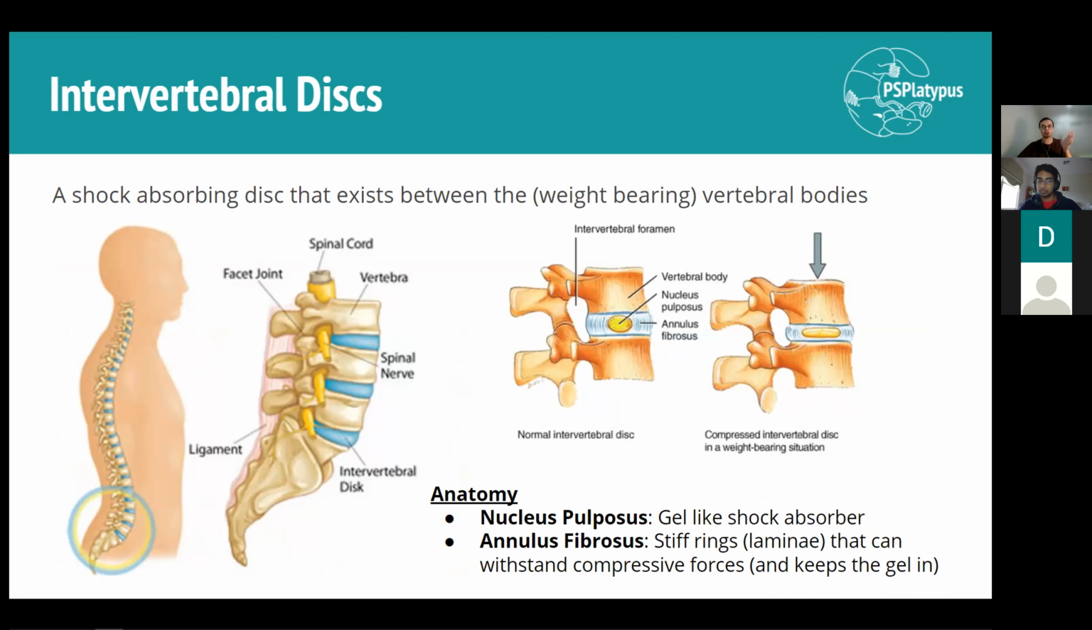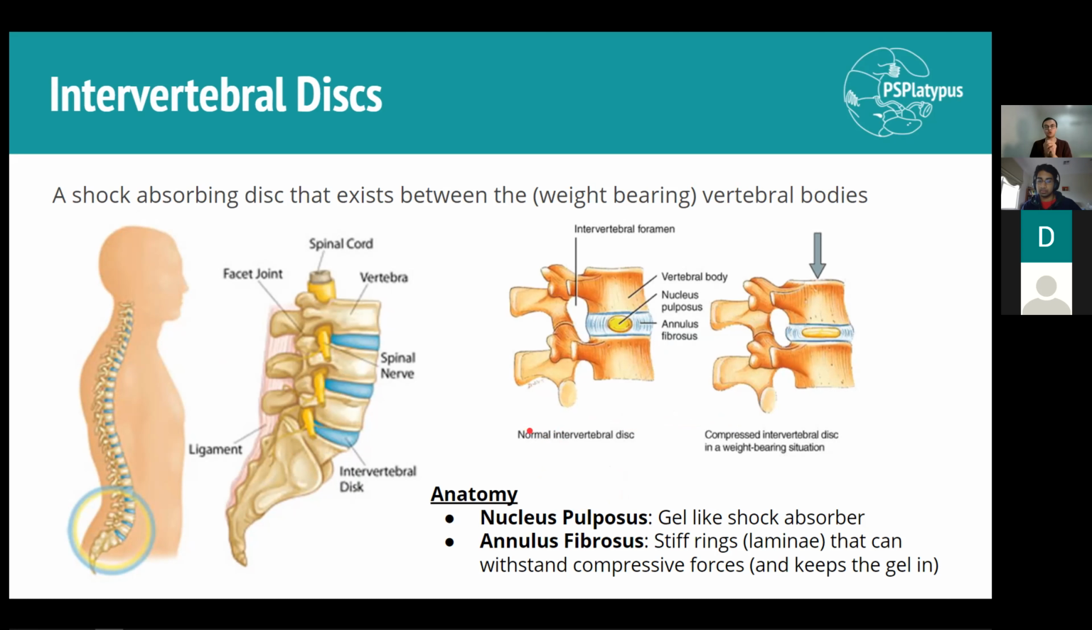So the arches actually aren't involved here at all. It's just the vertebral bodies. And we care about these because they are going to be important later on for disc herniation, which we'll talk about at the end of the slides with clinical applications. But anatomy-wise, you have to know the structure of these discs.